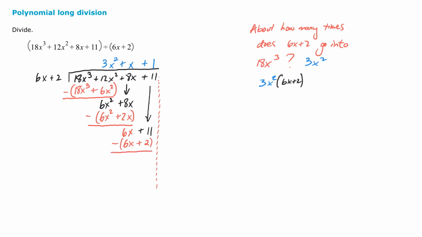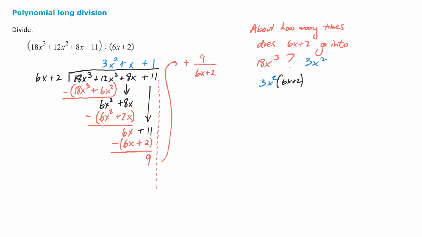And notice we have hit the finish line. 11 subtract 2, we get 9. Now what do you do with this 9? We're going to take this 9 and write it as a remainder. This is going to be plus 9 over the divisor, which is 6x plus 2.